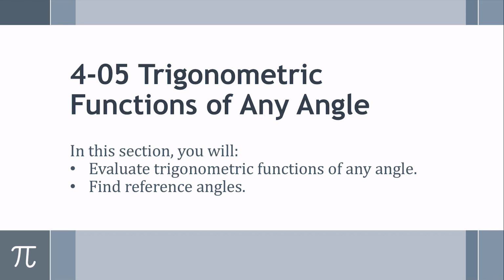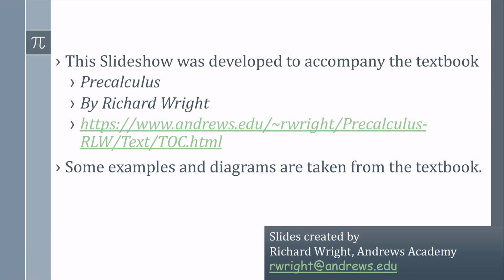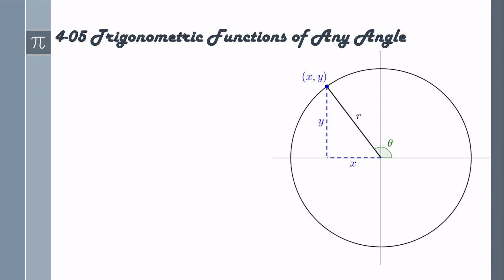Lesson 4-5, Trigonometric functions of any angle. Alright, here is a unit circle, only it's not a unit circle anymore. Our radius is now not 1, it's r. And so what we could do with any angle is draw a right triangle. And our central angle here would be something, let's call it alpha.